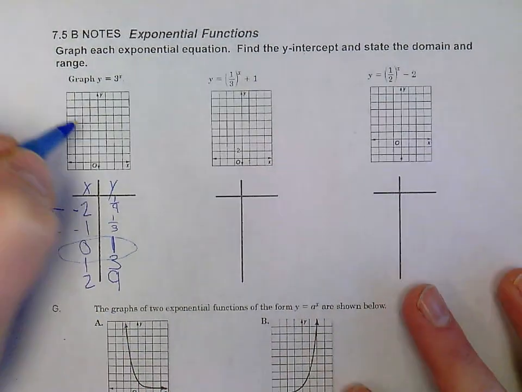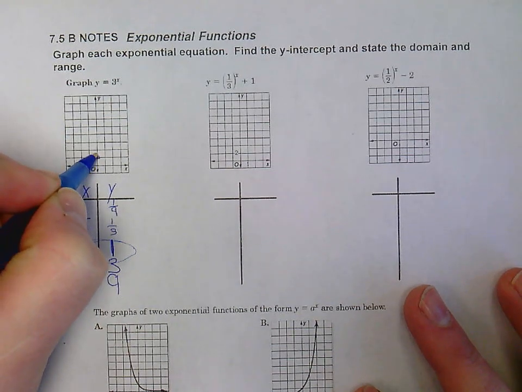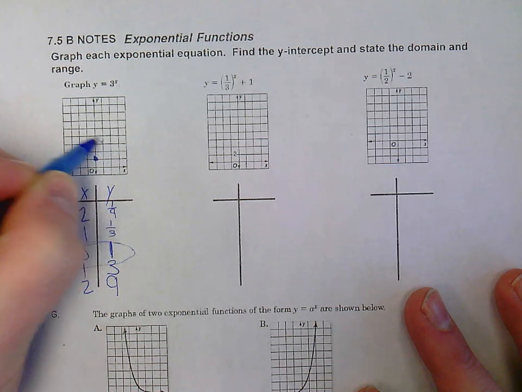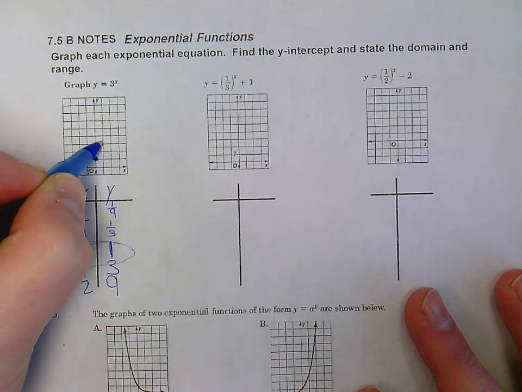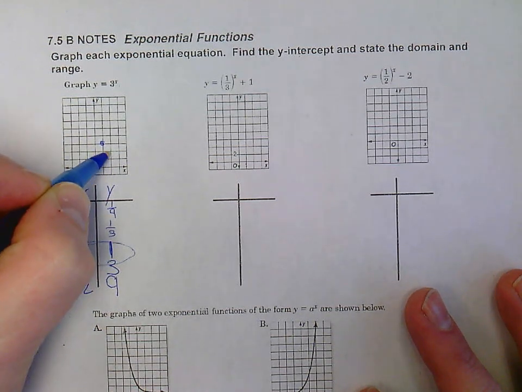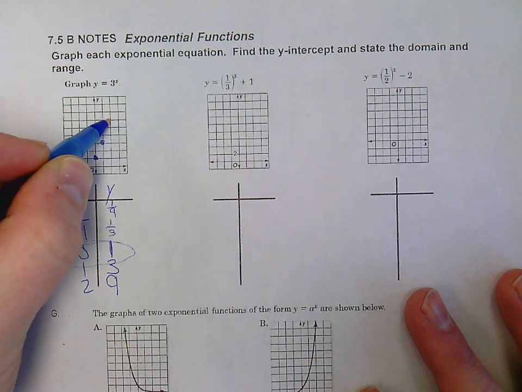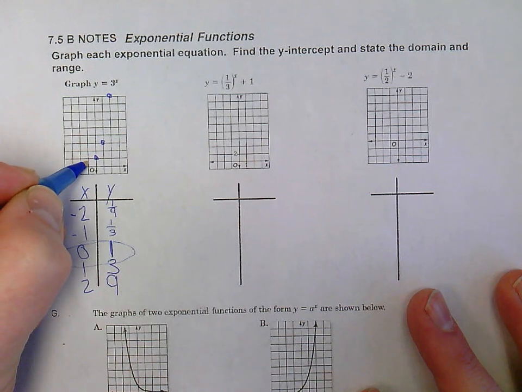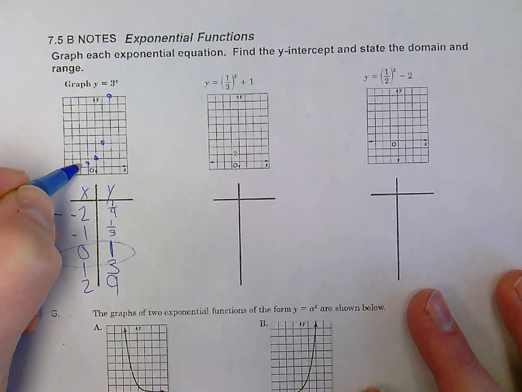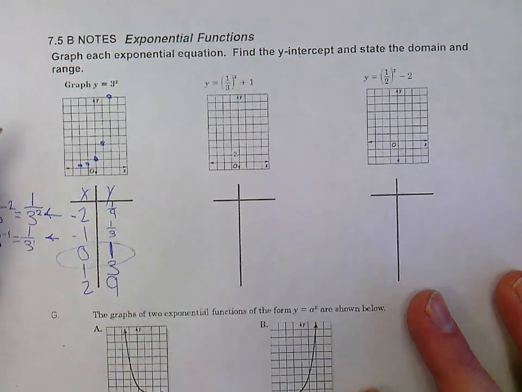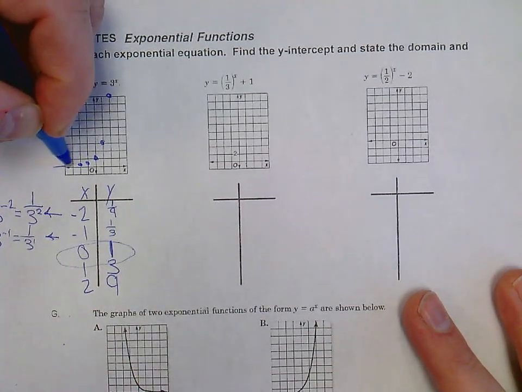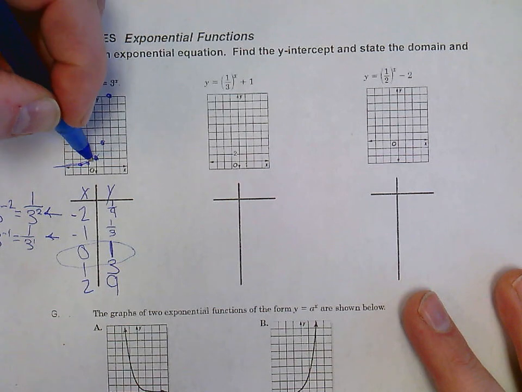Now I can plot some points. I've got my y-intercept. I've got 1, 3. I've got 2, 4, 5, 6, 7, 8, 9. And this is where 1/3 is. And now we're getting really close to that x-axis. We're going to talk about this in a second, but this is never going to cross the x-axis.